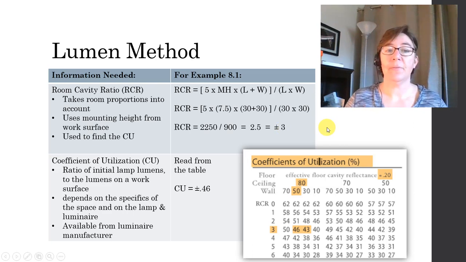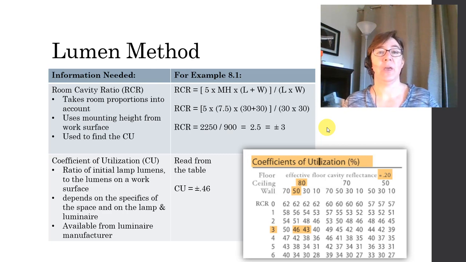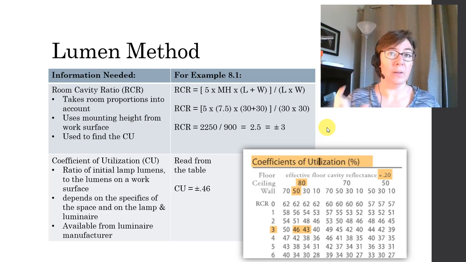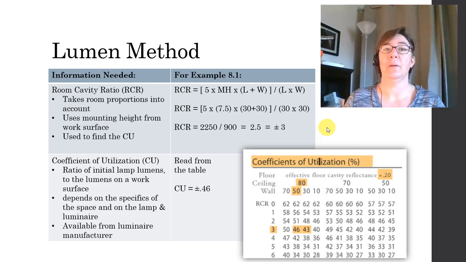Okay, so we got a number for the room cavity ratio. So what do we do with it? It turns out we need it to find the coefficient of utilization. Remember that the coefficient of utilization is the ratio or multiplying factor of initial lamp lumens, so the lumens that the lamp is putting out, to the lumens that make it to the work surface.